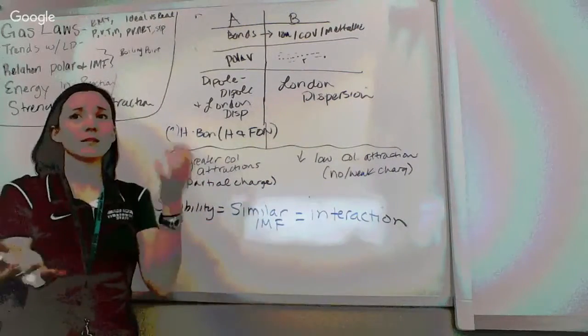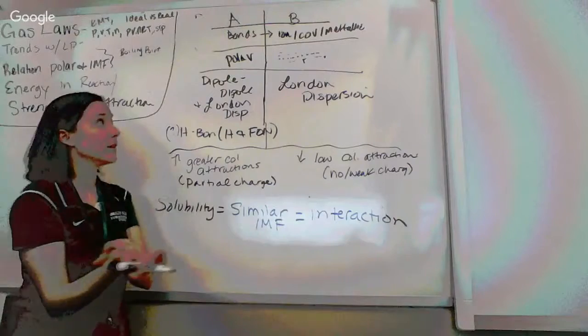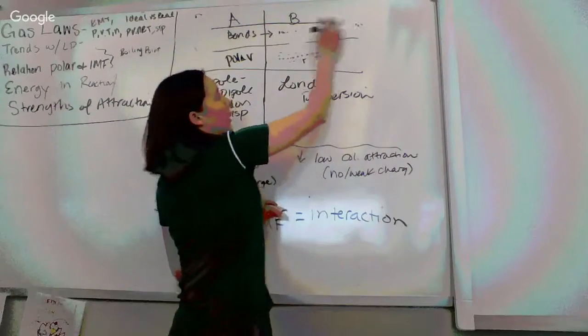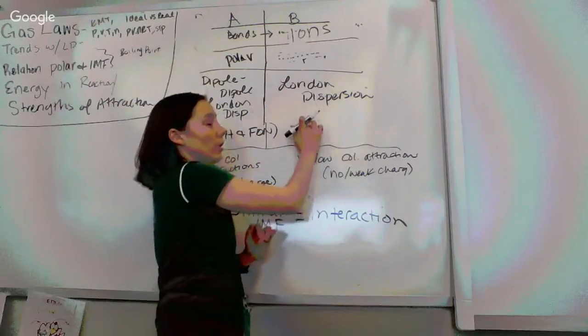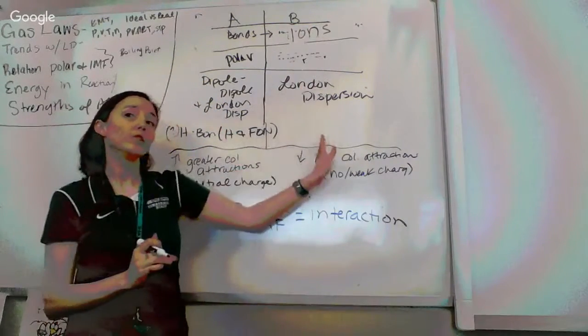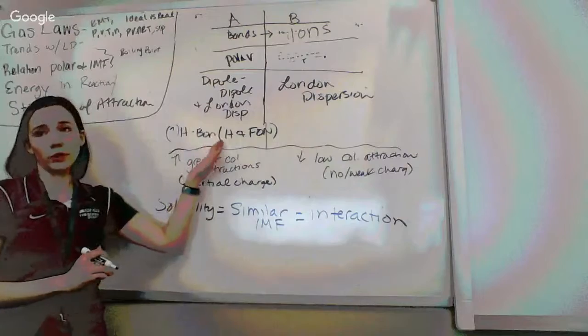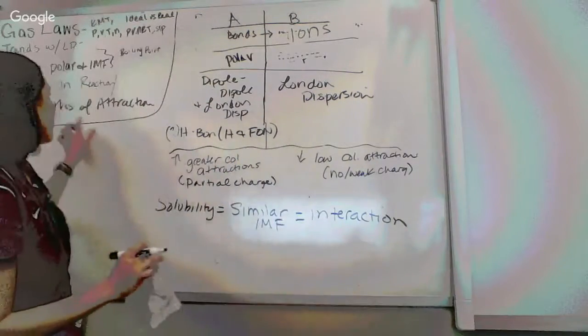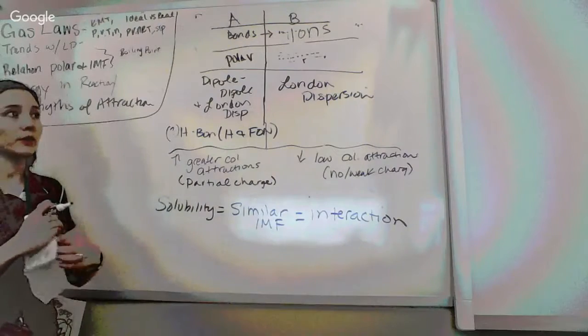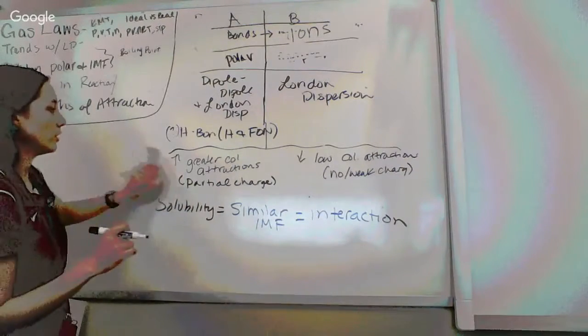So on this test, the situation where you're most likely to see that would be over here, this would be ions. And so now you have something that has a full charge versus something that has a partial charge. Which is stronger? Which leads me to my strengths of attractions. I might want to talk about that, and then I'll come back to energy at the end, if that's okay.